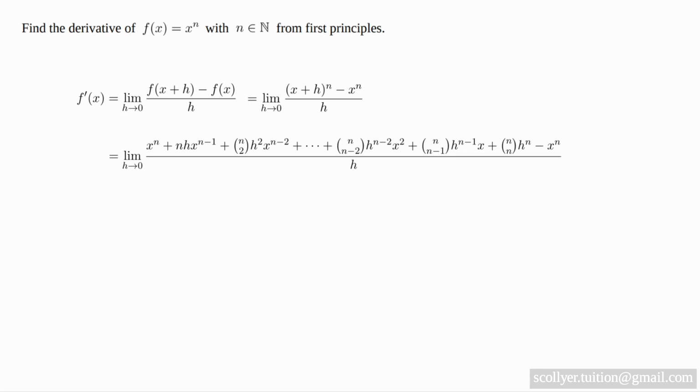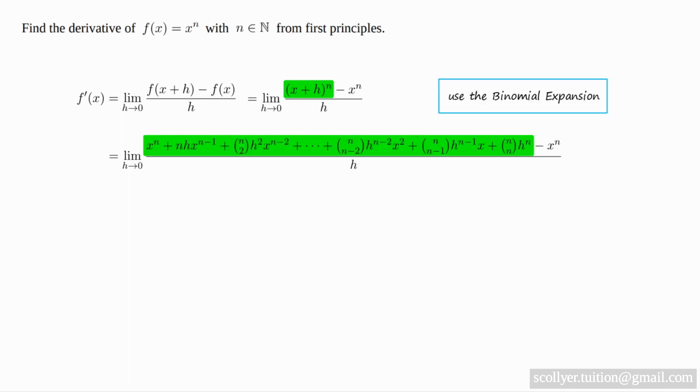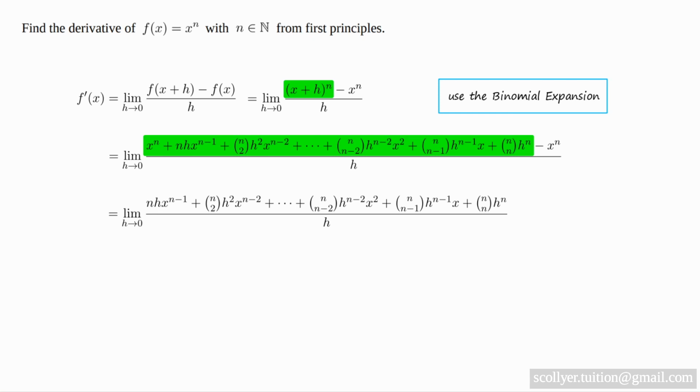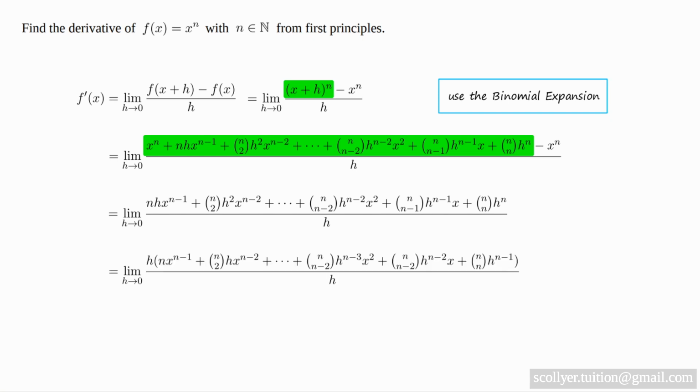complex expression when we expand x plus h to the n using the binomial expansion, with the expression in the green box being the binomial expansion of x plus h to the n, and we can subtract the leading and trailing x to the n to obtain this expression. And we note that each term in this expression has a factor of h, which we can factor out, which we have done here to leave a leading term inside the brackets of nx to the power n minus 1.